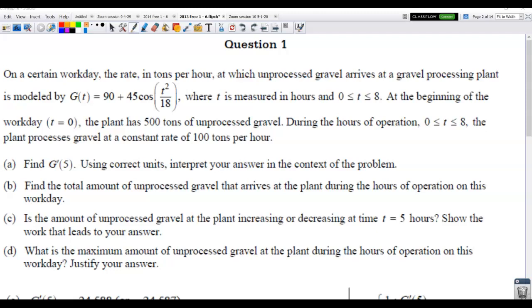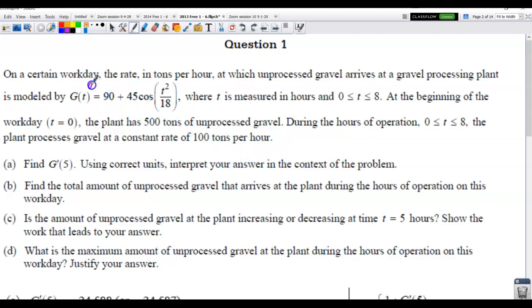On a certain workday, the rate in tons per hour at which unprocessed gravel arrives at a gravel processing plant is modeled by G of t, where t is measured in hours and t is between 0 and 8 inclusive. At the beginning of the workday, t equals 0, the plant has 500 tons of unprocessed gravel. During the hours of operation from 0 to 8 inclusive, the plant processes gravel at a rate of 100 tons per hour. So we see immediately we have two things going on here.